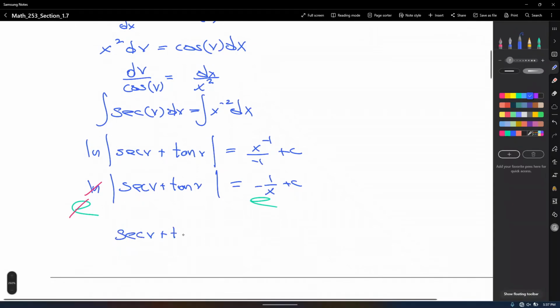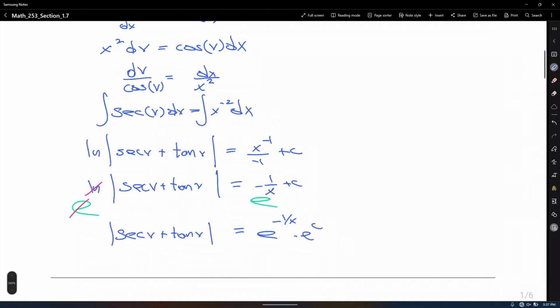Secant v plus tangent v, absolute value of that. That is equal to e to the negative 1 over x times e to the c, right? But what is e to the c? E to a number we don't know what it is. Well, you can call it another constant, or just keep using the same c. It doesn't matter, really.